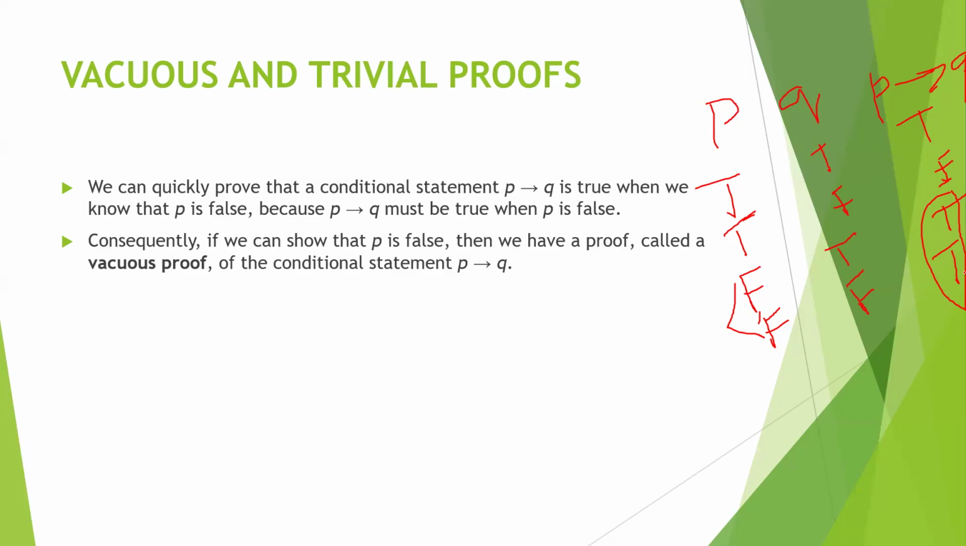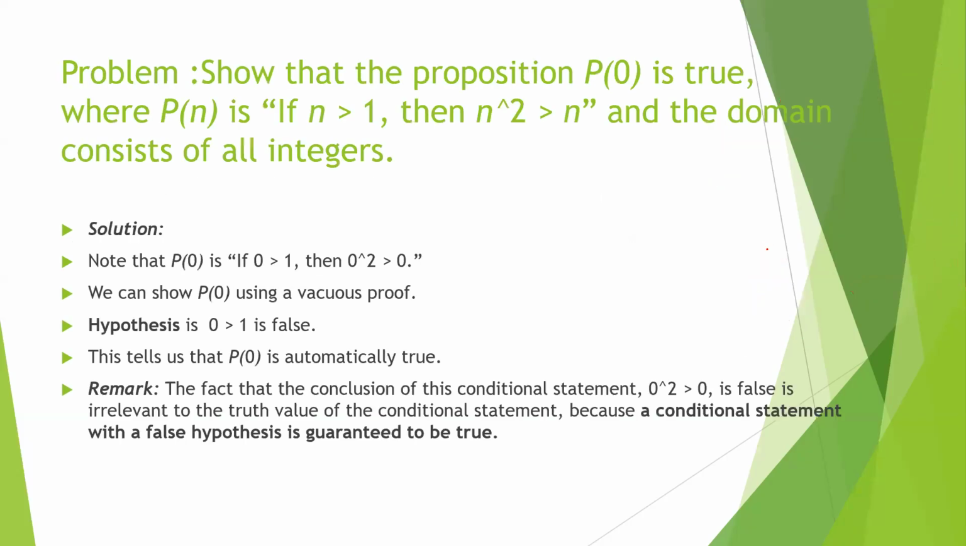If we can show that P is false, then we have a proof called a vacuous proof of the conditional statement P implies Q. So when the condition P is false comes up, that is when we prove it by a vacuous proof.